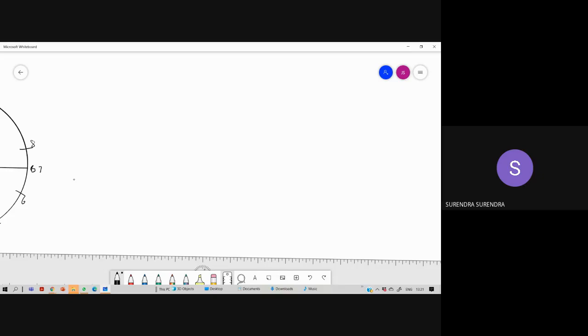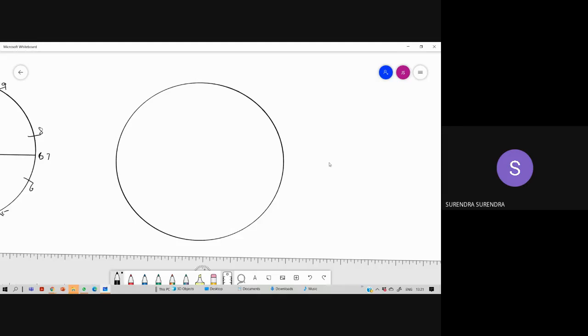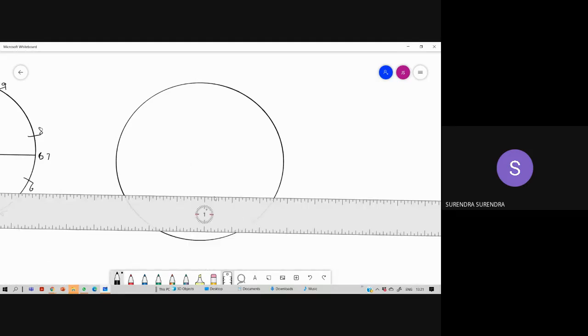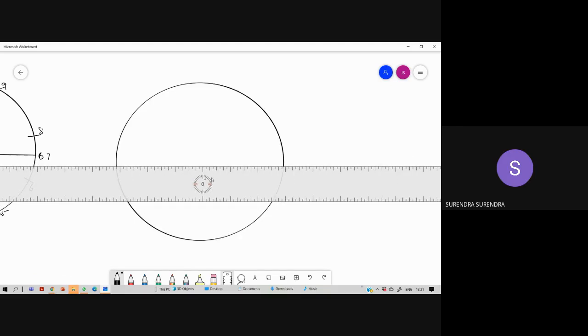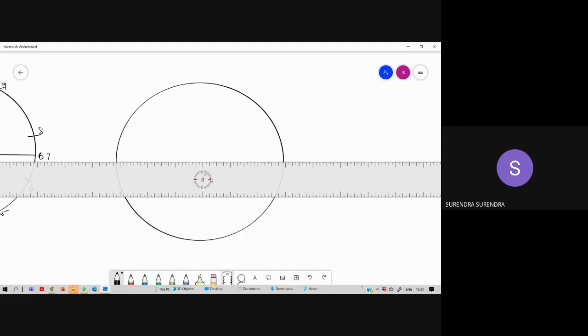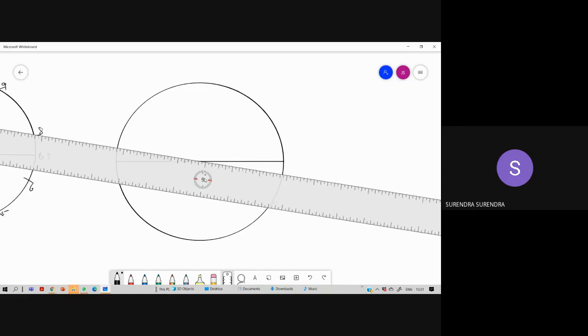Same. First draw the circle with the given dimension. And next, draw a horizontal diameter line and a vertical diameter line.